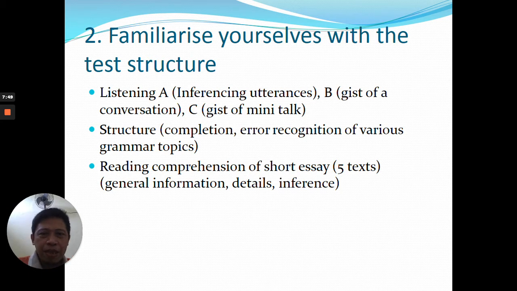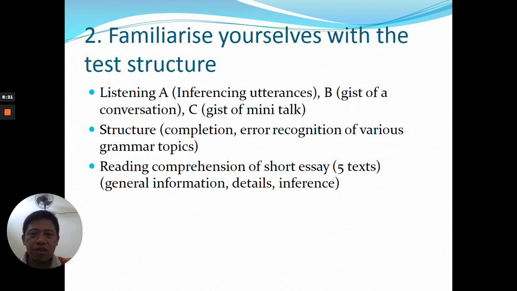Section B is all about conversation, and you are required to find out the gist. The gist means the contents, the general idea, and some details of the conversation. The third type of listening section is a minute talk. You are required to find out the gist of a minute talk.